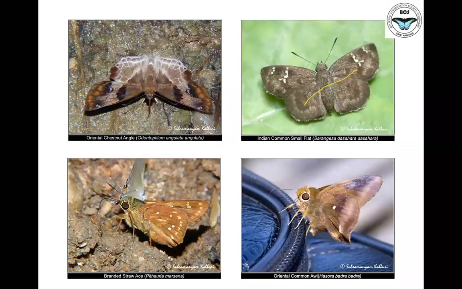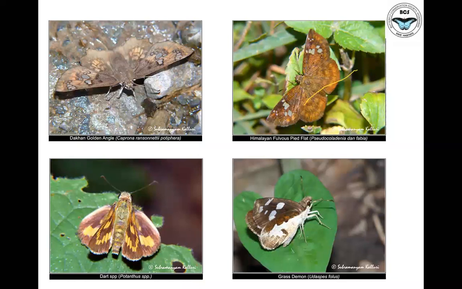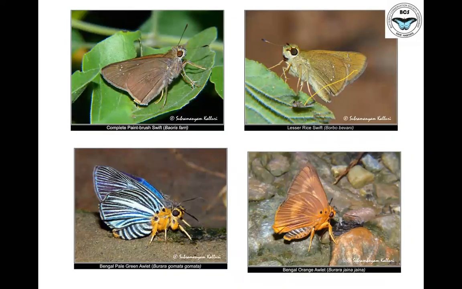Here are the chestnut angle, Indian common small flat, straw common owl, golden angle, white flat, fulvous white flat. I was unable to identify the exact species of the dart, grass demon, and then the complete paintbrush swift and lesser rice swift, and the pale green awl and orange awl. The pale green awl and orange awl photographs are from North India, not from Andhra Pradesh.